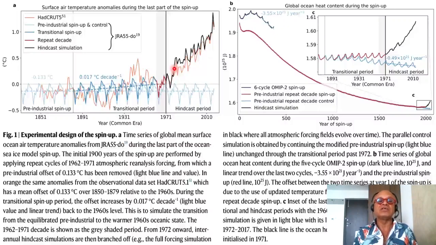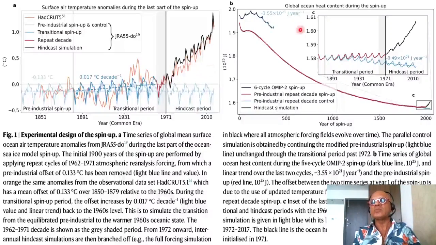The transport and the storages that go with it have changed as well. So there is a pre-industrial spin-up and control in this light blue line, transition spin-up, which includes all the forcings, and then repeat decade, which is another experiment looking at the repeated decadal forcing to show how the full forcing and that is the hindcast simulation and repeat forcings change over time.